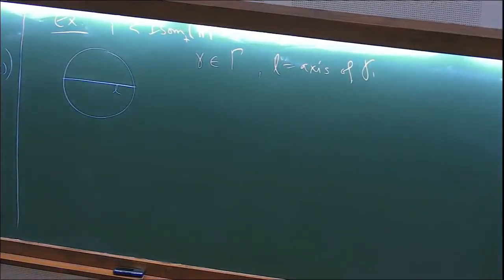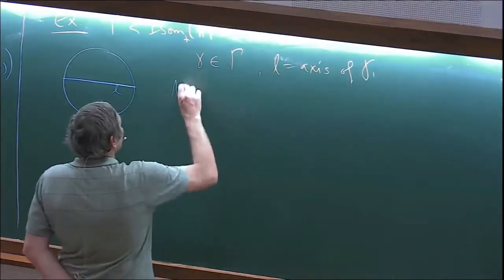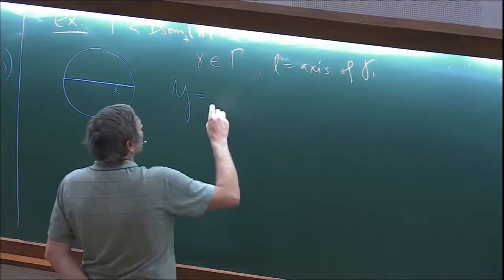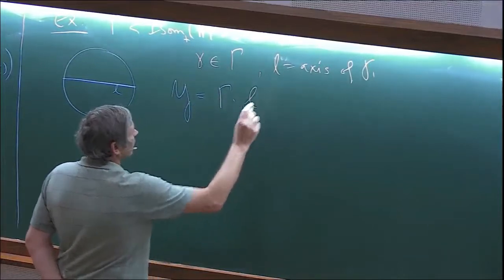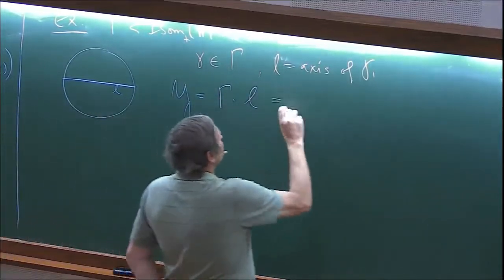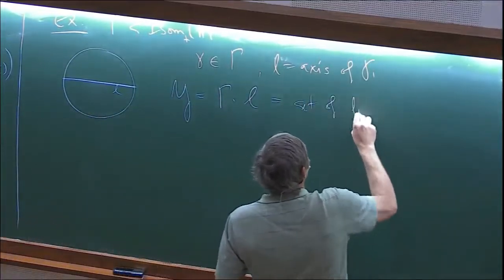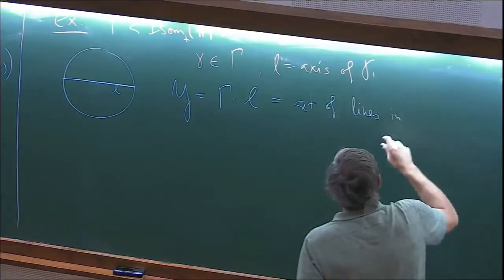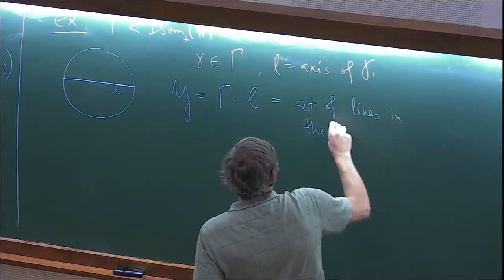And then I want to look at the translates of L by the group. So those are going to be axes of conjugates of gamma. So my set Y is going to be the set of gamma times L. This is the set of lines in the gamma orbit.